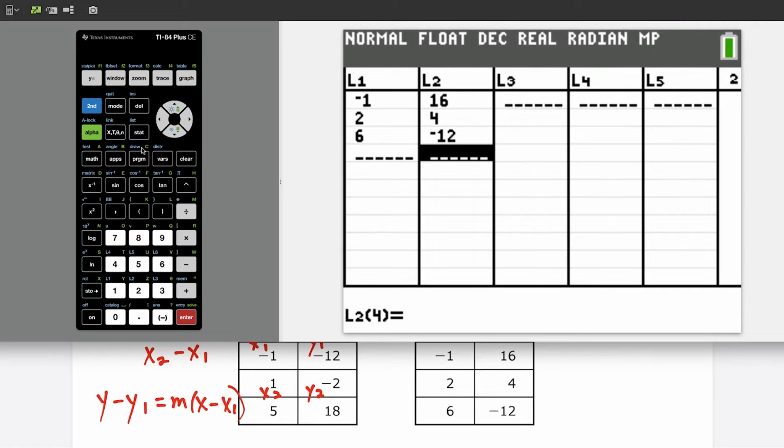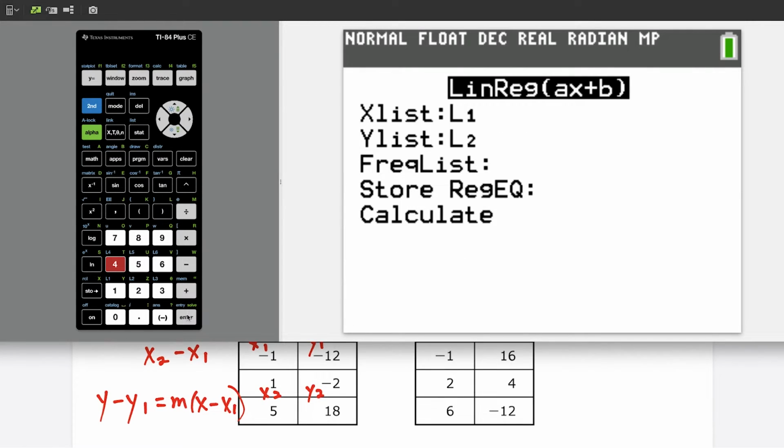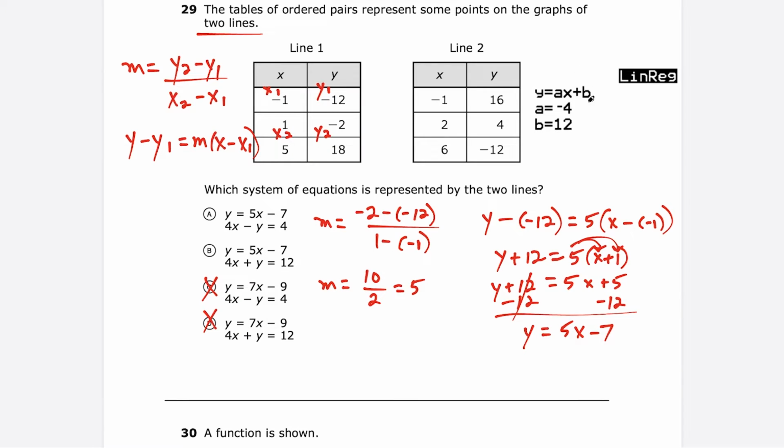And now from here, I'm going to press Stats, Calculate, and I want a linear regression equation. So I'm going to go with option 4 here. And I just keep pressing enter, and it gives me all the values that I need. So now line 2, I could just write out by plugging in for a and b. So we're going to have y equals, a is equal to -4, so I have -4x, and my b value is 12, so I have plus 12.